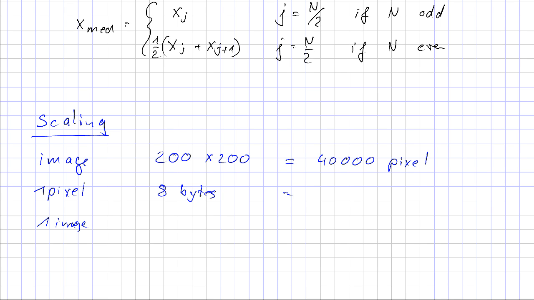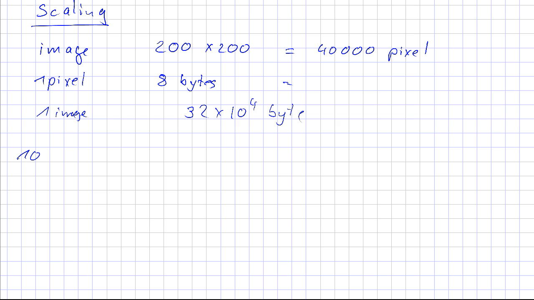So what's 8 by 4, that's 32 times 10 to the 4 bytes. 320 kilobytes. Okay? And in pulsar observations, you usually have 10,000 or 100,000 images, short exposure images of the same sky. Only parts of a second exposure time. Let's say we have 10,000 images. So that means what we have is 32 times 10 to the 4 times 10 to the 4 bytes.